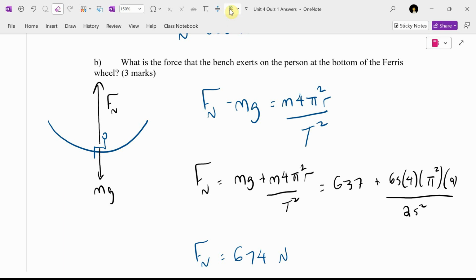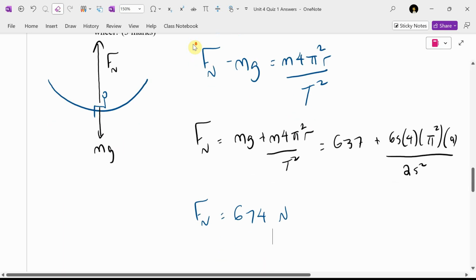Not that big a difference between the original at-rest 637 newtons. Yeah, Ferris wheels are tame rides. I made these numbers much more reasonable. But now we get to ride a roller coaster. Like I told you last day, your test is definitely going to have a gravitron, a roller coaster loop, and a Ferris wheel.